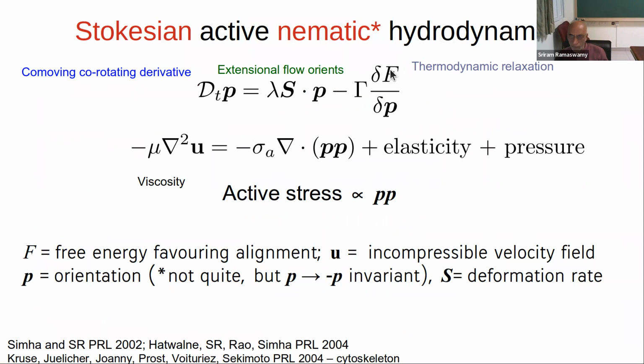You've got the del F over del P term like before. You've got rate of change of P. But now, because there is an ambient fluid, P is advected. So this script D of T is the co-moving, co-rotating derivative. Okay?